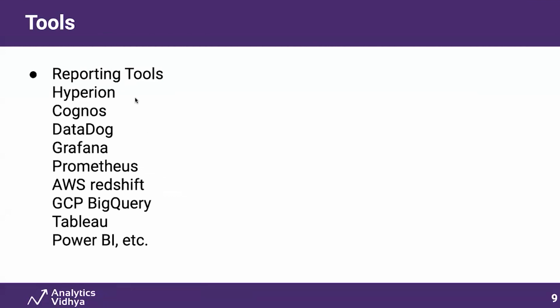These are the reporting tools such as your Hyperion, Cognos, Datadog, Grafana, Prometheus, AWS Redshift, GCP BigQuery, Tableau, Power BI, etc. So you cannot always make use of all of these, or you cannot make use of only one of these. These are intercoupleable, and you also have multiple plugins which are very helpful to take from one side to the other. For example, in the majority of companies, they have Datadog, Grafana, Prometheus already plugged in. That is something set up by their own staff.